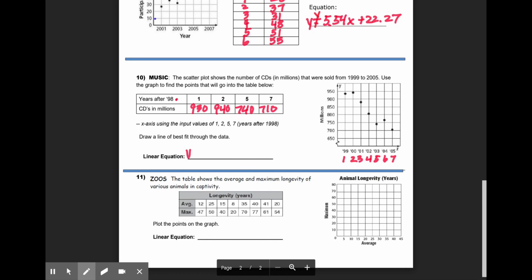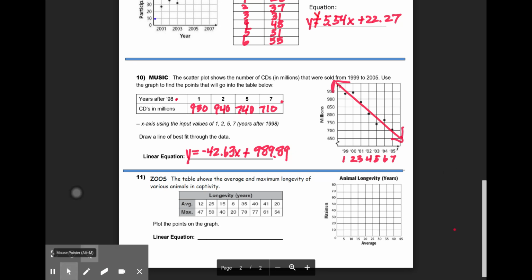And so now you should have gotten an equation such as negative 42.63x plus 989.89. And I'm going to draw my line of best fit. So I want to make sure I have an equal number of points above the line as I do below the line.